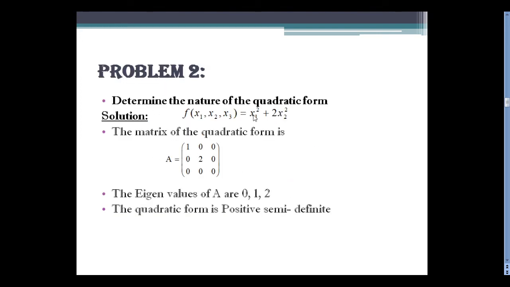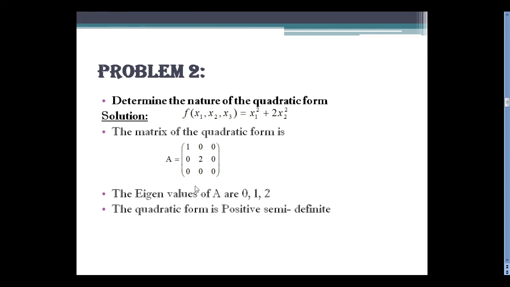Next problem, determine the nature of the quadratic form. The given equation is f of x1, x2, x3 equal to x1 square plus 2x2 square. Only two terms are given, but this is a function of three variables. So we have to find the matrix. In the matrix, we fill the diagonal values: the coefficient of x1 square is 1, and the coefficient of x2 square is 2. We do not have the remaining values, so we place 0 in those places. Now we have only the diagonal values.